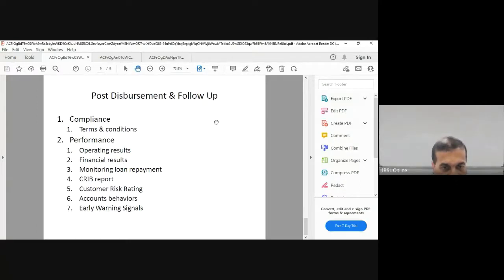So these are the follow-up elements, and there are two things that you need to follow up. One is compliance, and the second one is performance. I recently had a series of interviews for a program. In it, I found that some of the applicants were working for companies that are doing the follow-up procedures, like the terms and conditions.